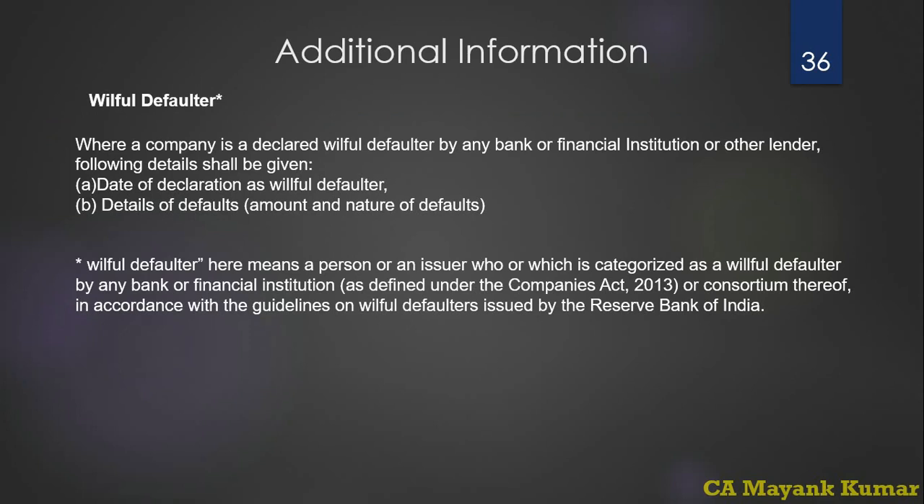Now we will see the changes or the additional requirements made in the additional provisions. First one is willful default. So where a company is declared a willful defaulter, the company shall disclose the date of such declaration and the amount and nature of such default. The same requirement is also there in CARO.